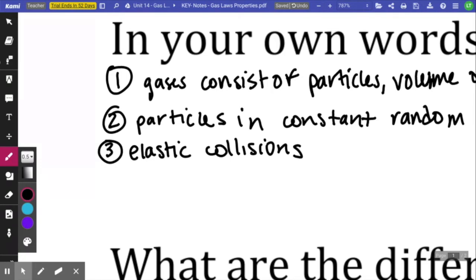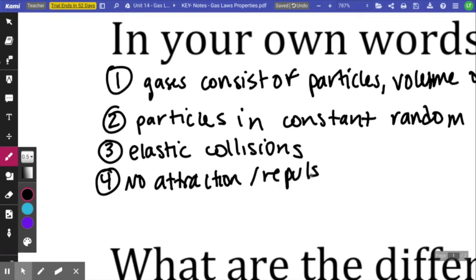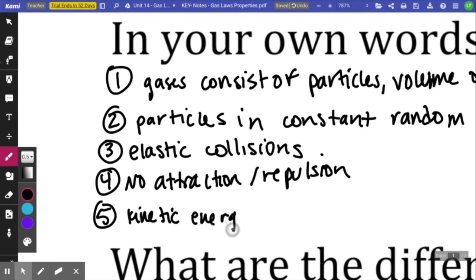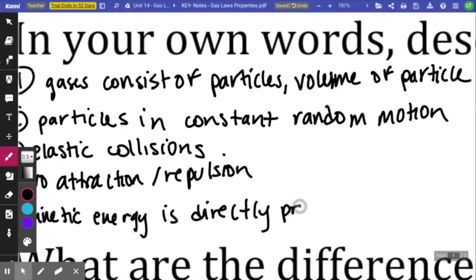Number 4 is that there is no attraction or repulsion between gas particles. So gas particles aren't attracted or repulsed by each other, just kind of neutral. And then number 5, our last postulate, is that for gases, our kinetic energy is directly proportional to our Kelvin temperature.